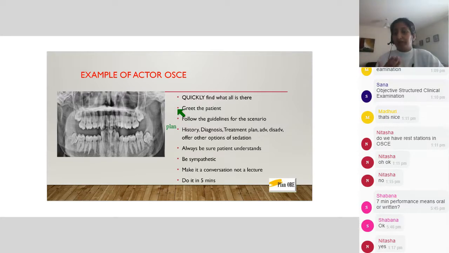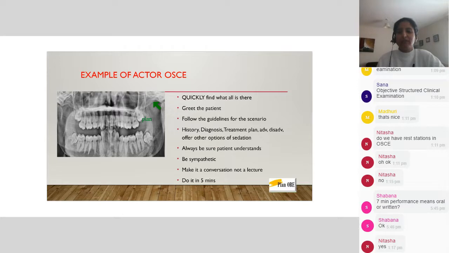So they will be looking for communication skills. They will be looking for empathy. Do you really empathize with the patient's issue, or are you just there for the sake of an exam? I know empathy may not come immediately. It is a little difficult to come for an actor patient, because an actor patient is acting, but you also have to act, right?